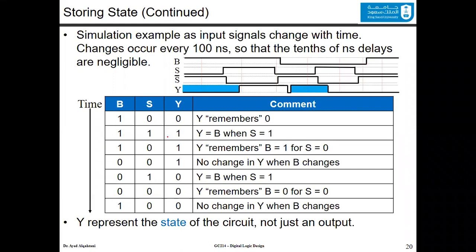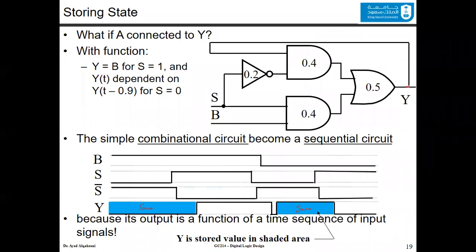Now, y represents the state of the circuit, not just a normal output. Going back here, now we have the value of y here, and we also have this feedback, and then we propagate for some time, which is 0.9 nanosecond, and then we go back through the feedback. In this propagation time, we are saving the value of y, and we are saving a state of this circuit.